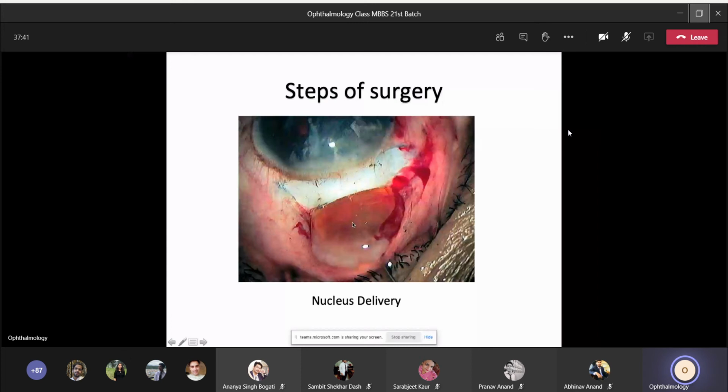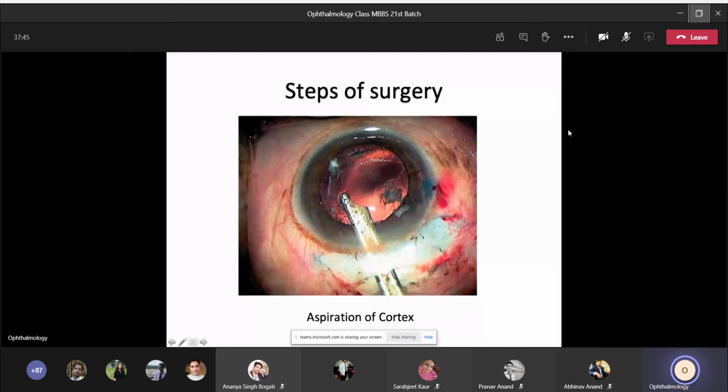Now, the cortical matter, you can see the whitish part, the opaque parts. This part is aspirated with the help of irrigation aspiration cannula. From one port you aspirate, from one port there is continuous irrigation going on so that the anterior chamber is maintained. The anterior chamber should be maintained throughout the surgery, otherwise there will be damage to the corneal endothelium, which may lead to corneal edema.